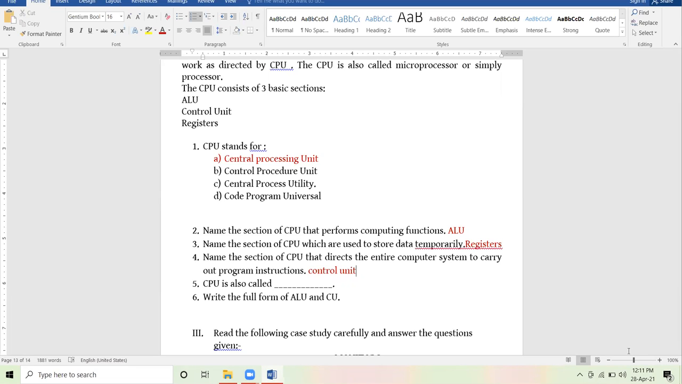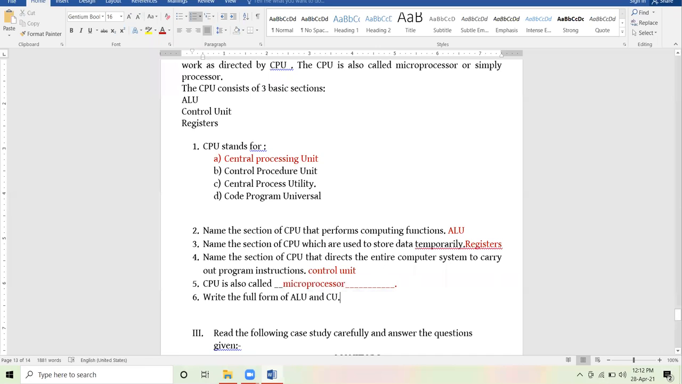Tanveen, unmute yourself, beta. Yes, sir. CPU is also called microprocessor or processor. Very right, very correct, Tanveen.